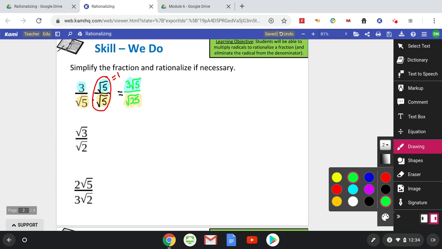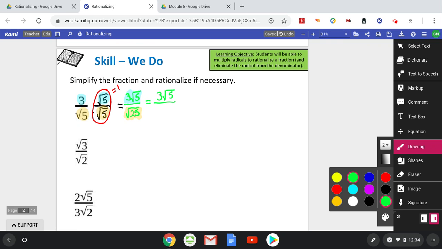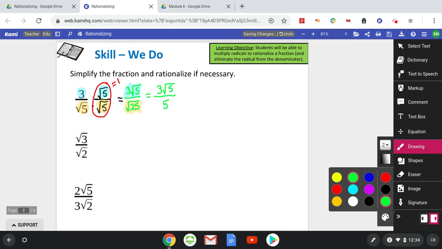Okay. Now the next step is let's simplify if possible. Now at the top, the 3 square root of 5 is already simplified. However, if you look at the bottom, we have the square root of 25. Using the calculator, or if you have the square root of 25 memorized, you know that the square root of 25 is 5. And this would be the solution for this problem.